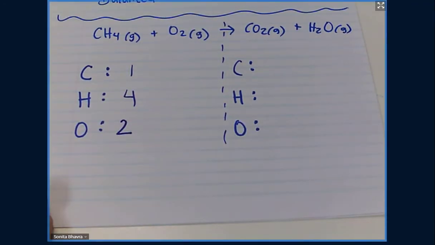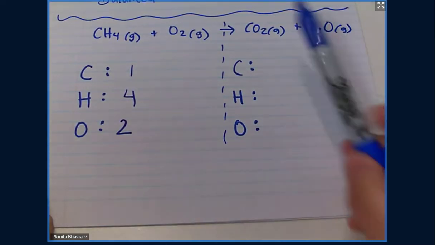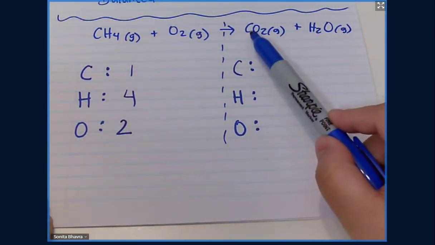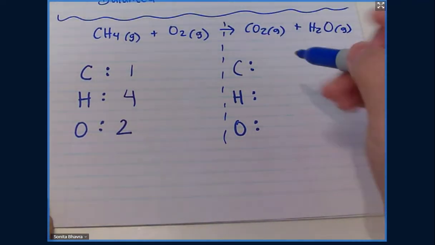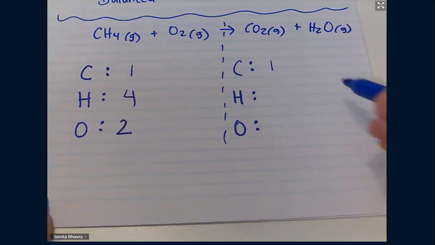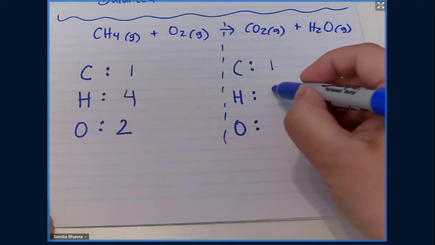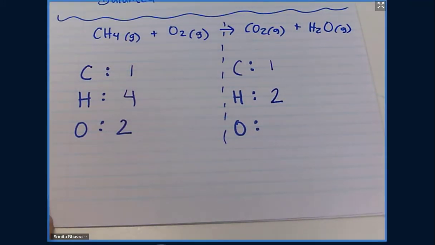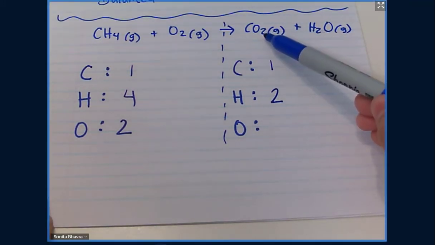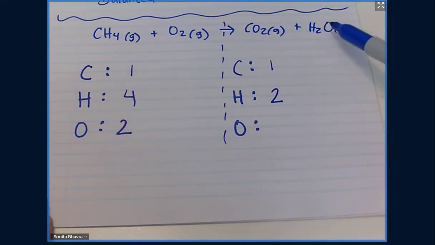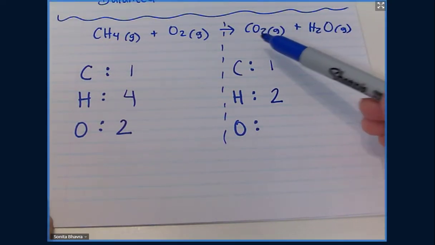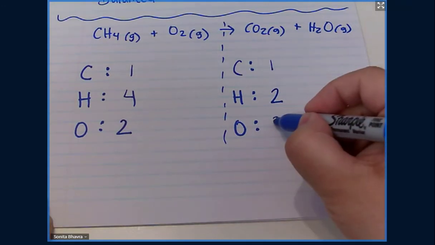We'll do the same thing on our product side. So if we look at our carbon, there's no subscript, there's no coefficient, so there's just 1 carbon. Hydrogen is here. There's a subscript of 2 by hydrogen, so that means there's 2 hydrogens. And then oxygens, there's 2 oxygens here because there's a subscript of 2, and there's 1 oxygen here as well. So we have 2 plus 1, there's 3 oxygens.